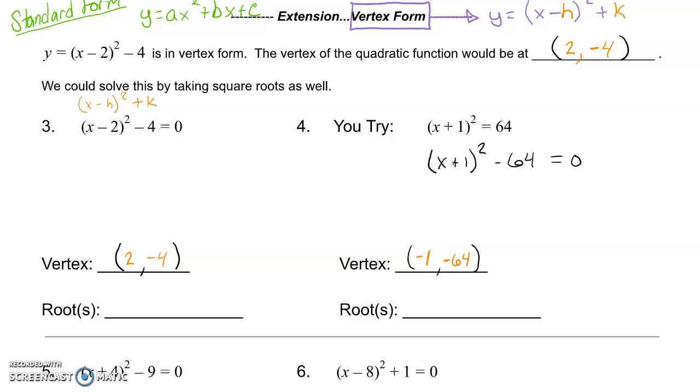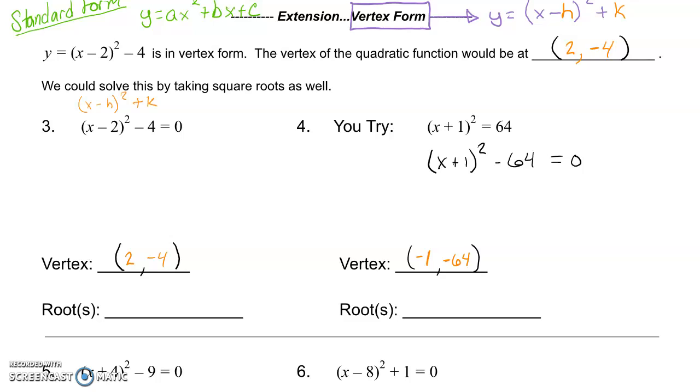Now that it's equal to 0, my function is in vertex form. X coordinate is the opposite of what I'm doing to my x value. In this case, plus 1. My x coordinate's negative 1. I had to subtract 64 to both sides, so my k value is negative 64.